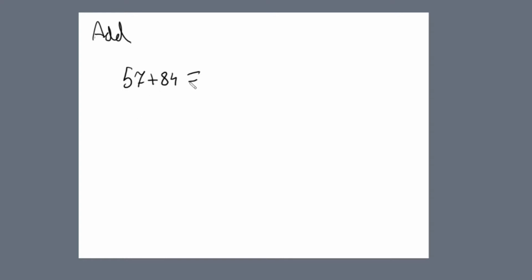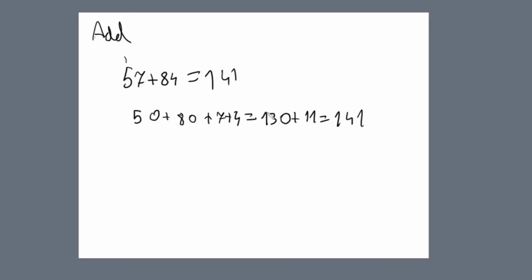So you could obviously add them the normal way, like 4 plus 7, that's 11, 1 in mind, 8 plus 5, that's 13, with 1, 141. But there is something you can do even better. You can do 50 plus 80 plus 7 plus 4. Now, 5 plus 8, that's 13, so 50 plus 80 is 130, plus 11, and you can calculate that much more easily, being 141. Now, this is a bit complicated, but practice makes perfect.